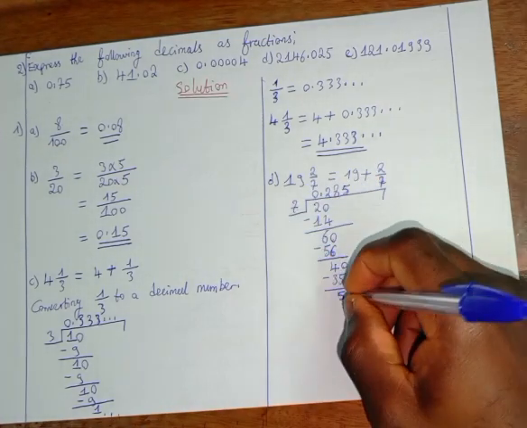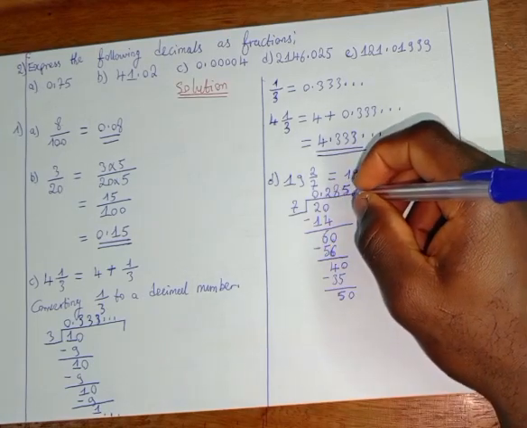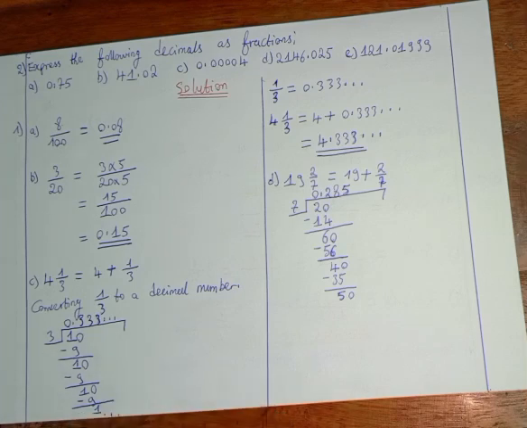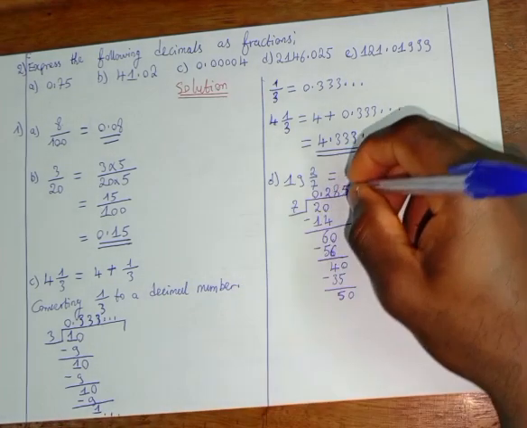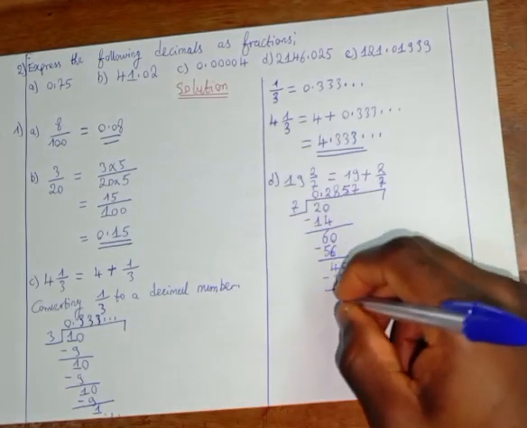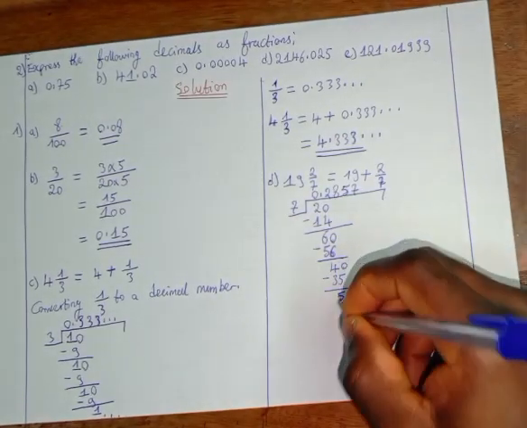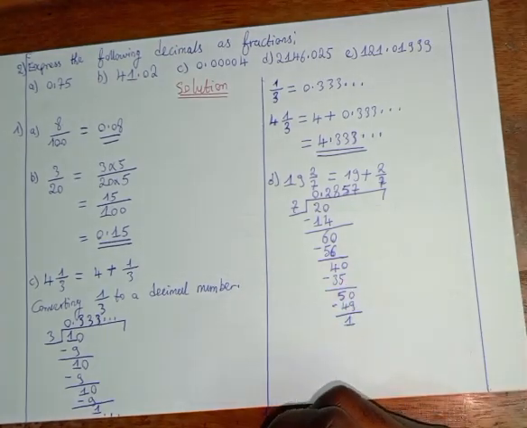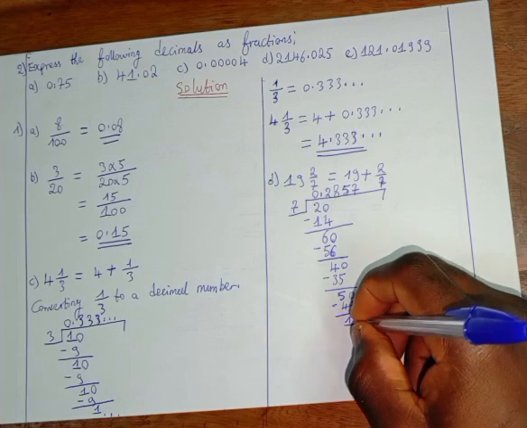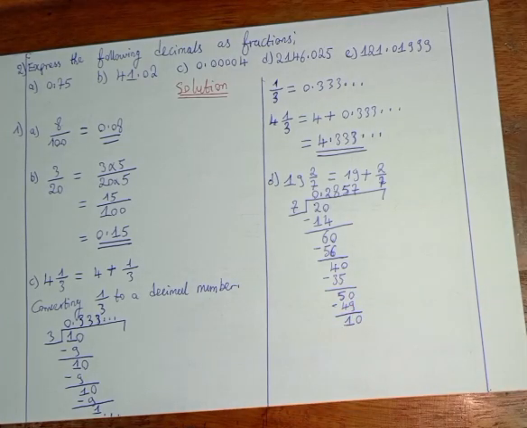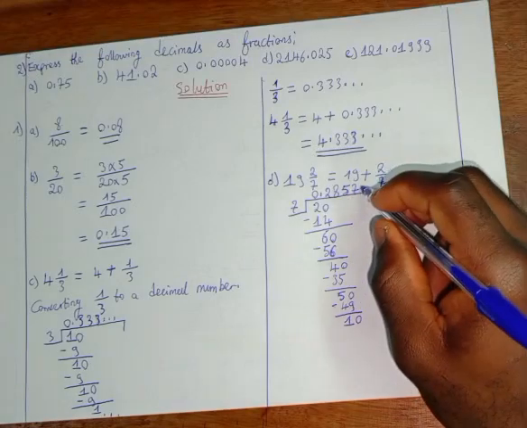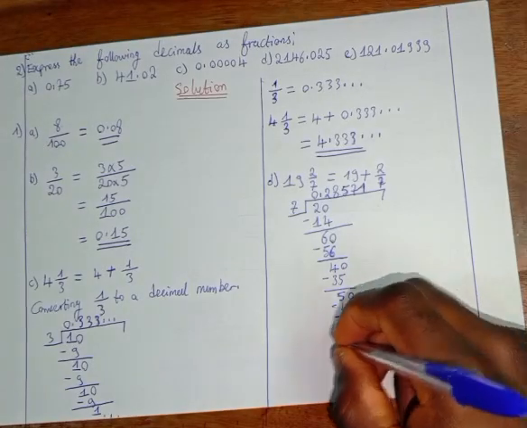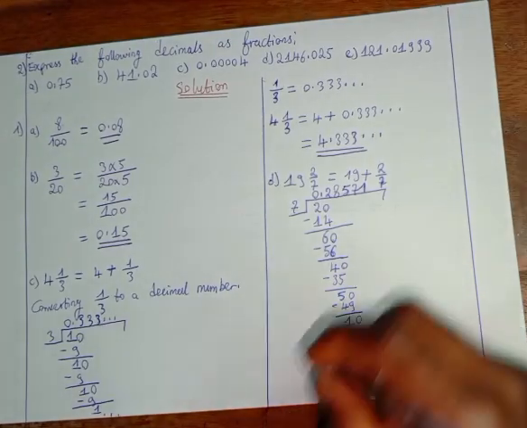5 is less than 7. We are going to attach a 0 for the fourth decimal place. So this will give us 50 divided by 7. And 50 divided by 7 gives us 7. 7 times 7 is equal to 49. Subtract. 50 minus 49 gives us 1. 1 is less than 7. We attach a 0, which gives us 10. For the fifth decimal place, 10 divided by 7 gives us 1. 1 times 7 gives 7. We subtract. 10 minus 7 gives us 3.